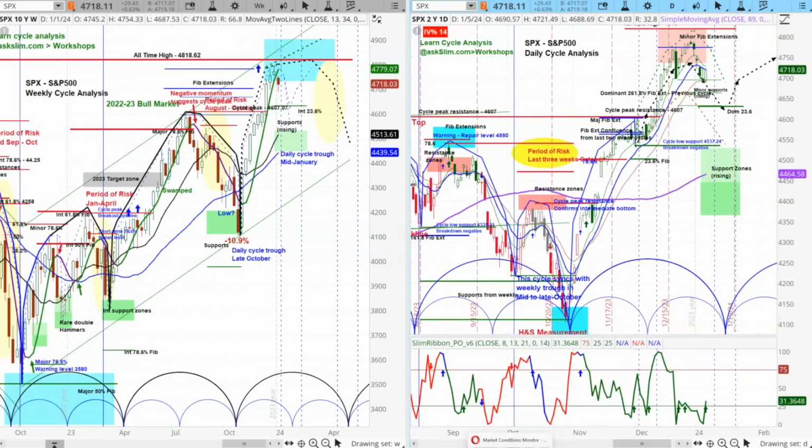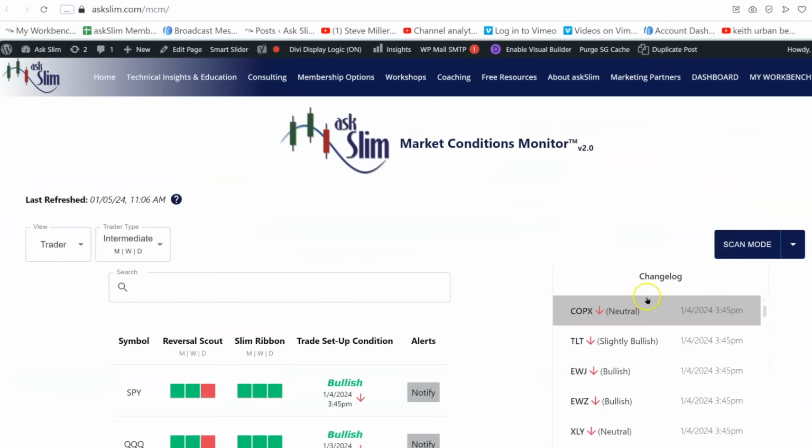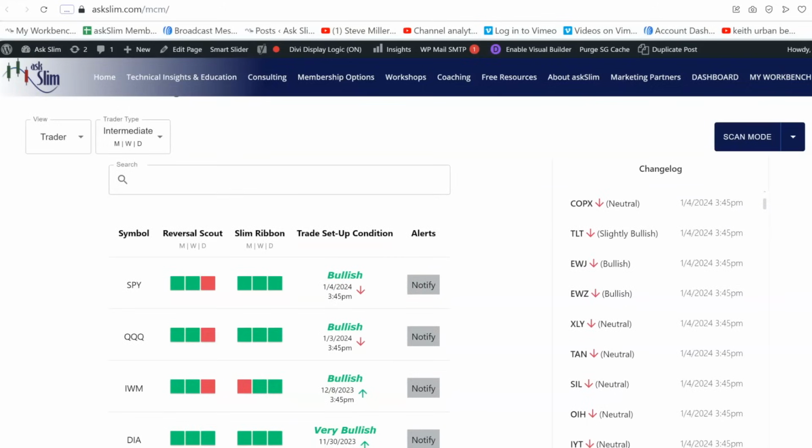But right now, what I want you to see is the market condition monitor. So this is available for level 3 and level 4 members. And right now, this is set up on intermediate. I want you to see right there. Essentially, you can be in the trader version. So it's are you an intermediate, short-term, near-term, which is a couple-day swing trader, or an intraday trader. Intraday is only available for level 4.